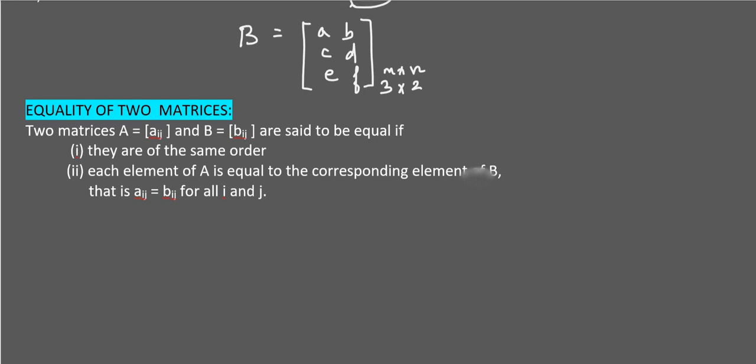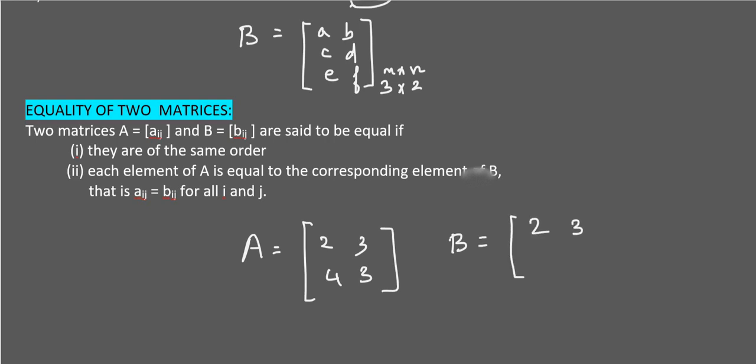Then equality of two matrices. Two matrices are said to be equal if the elements of the given matrix 4, 3 must be equal to the same element of the other matrix, which is equal to 2, 3, 4 and 3. Then the order of the given matrices must be the same, and if the orders of the matrices are the same, then we say the two matrices are equal. Each element is equal to the corresponding element of B. That is Aij is equal to Bij for all i, j, then the given matrices are equal.